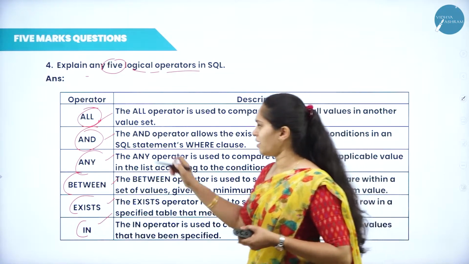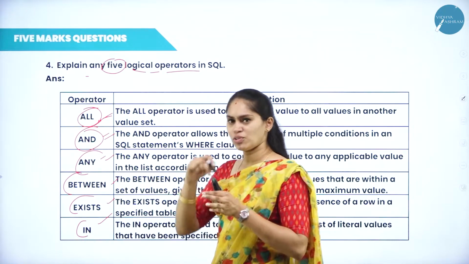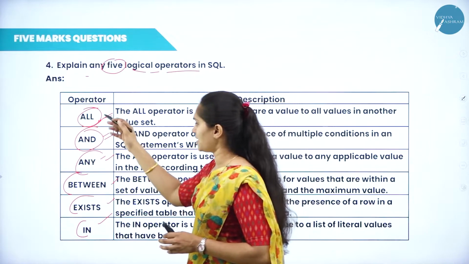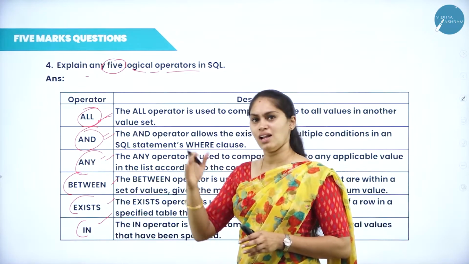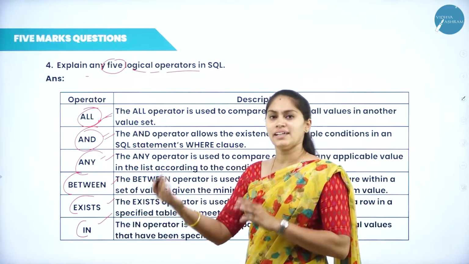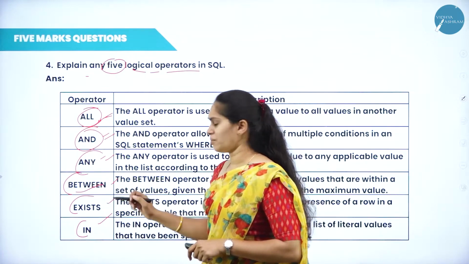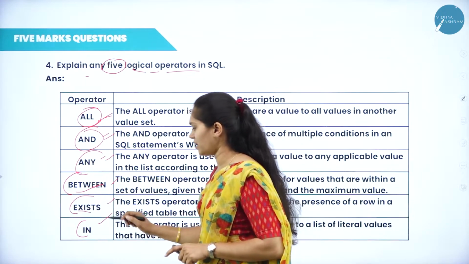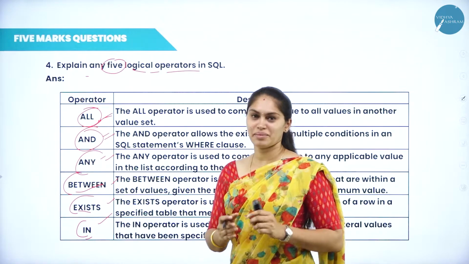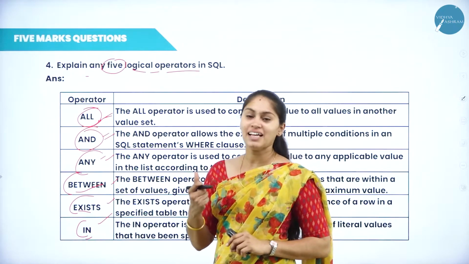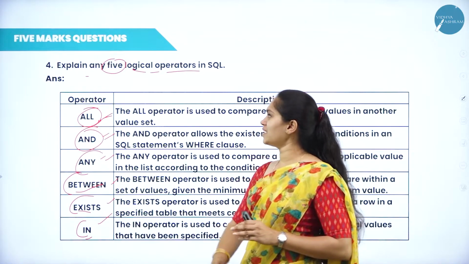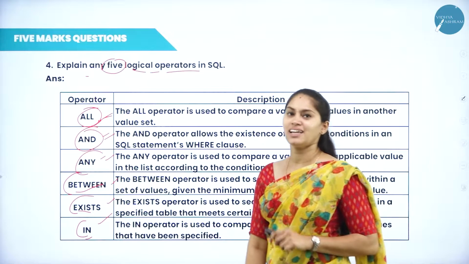How to remember? With the letter A, which is the first letter of the alphabet, I have ALL, AND and ANY. ALL means everything, and ANY means any one out of some condition. Then from B we have BETWEEN, from E we have EXISTS, and from I we have IN. Remember: ALL, AND, ANY, BETWEEN, EXISTS and IN. These are the logical operators that can be seen in SQL.